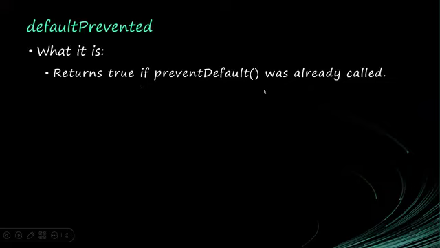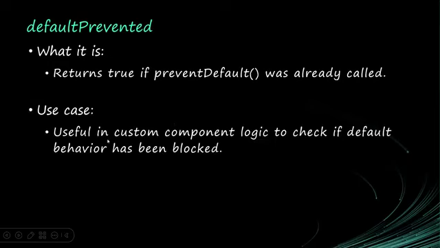Okay, so when you say defaultPrevented, there is a property of the event that whenever you call event.preventDefault, this defaultPrevented will be true. It returns true if preventDefault was already called. Okay, so look at it. If I don't call preventDefault, this defaultPrevented would be false. So it is useful in custom component logic to check if default behavior has been blocked.